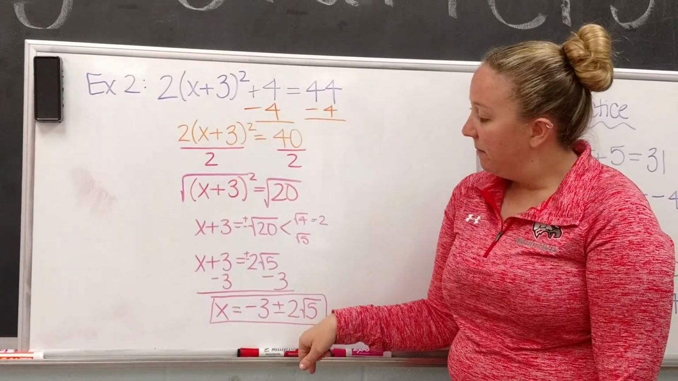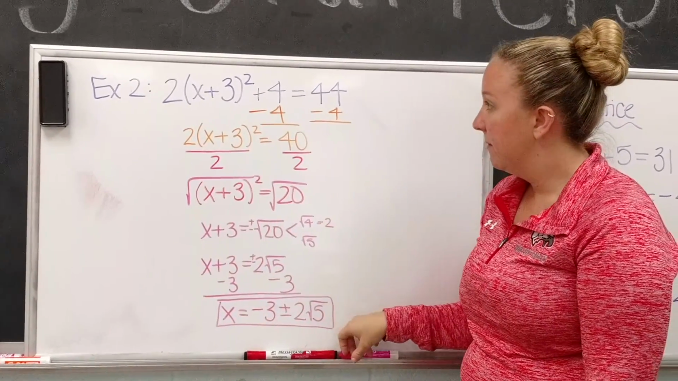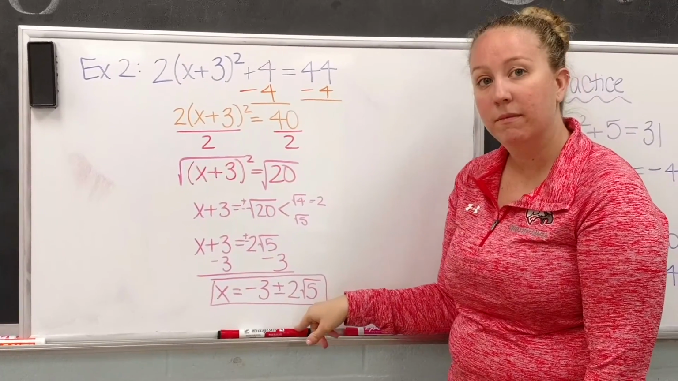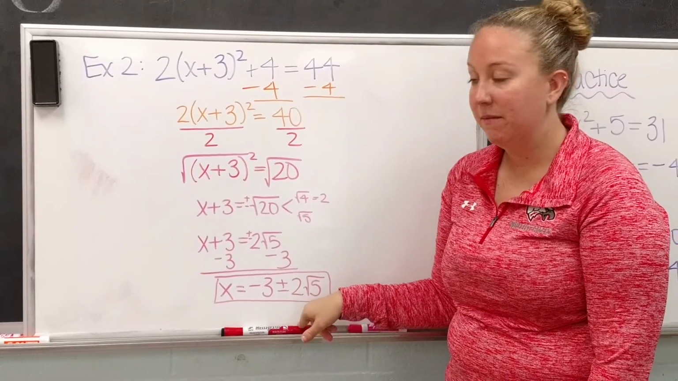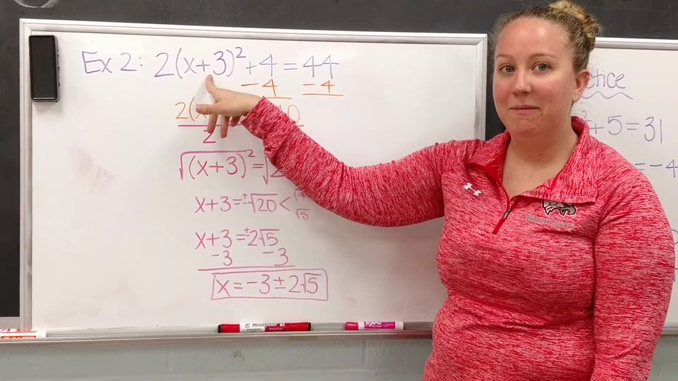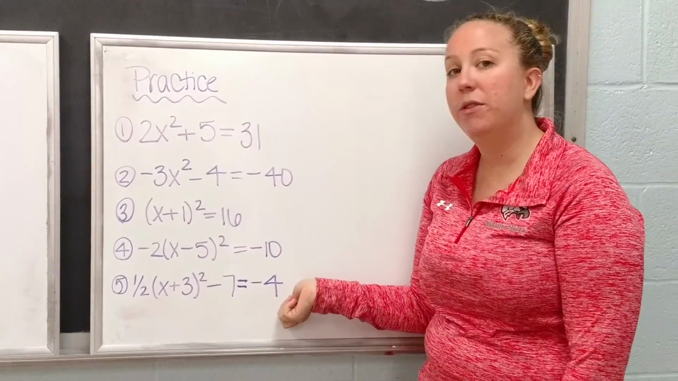Notice that if you were to FOIL out the x plus 3 squared, you would end up with a middle term. So if you have a middle term, you can no longer use extracting the square root. So make sure that you're not multiplying out that binomial and that you do just take the square root of each side. And now here are 5 problems for you to try on your own.